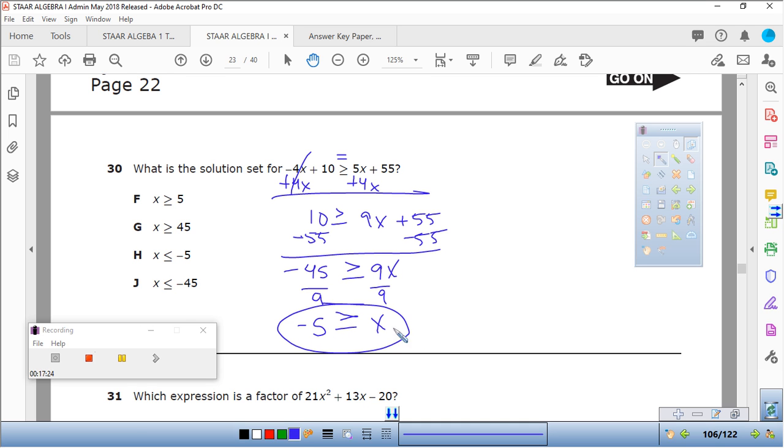Let's look for this one, but it's not going to look like that. It's kind of switched over. So we're going to have x, and then negative 5 over here. It's eating the negative 5, so I'm eating the negative 5. Look for this one right here, and there it is.